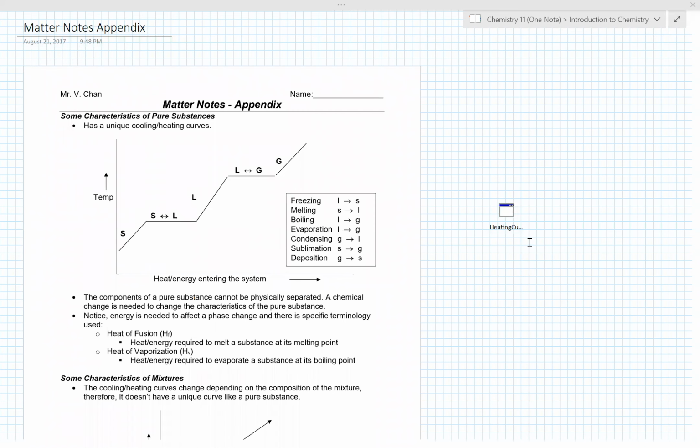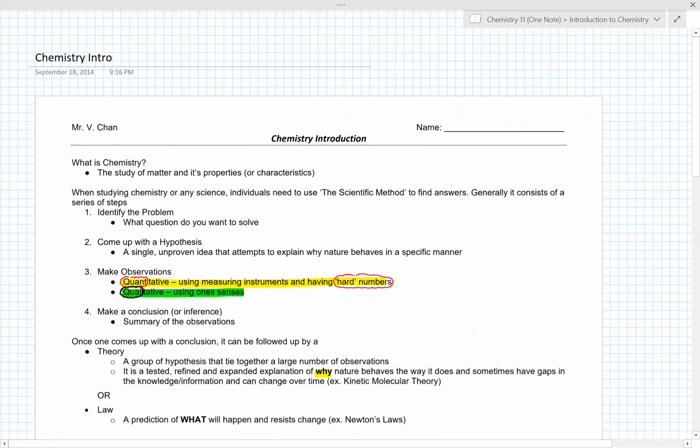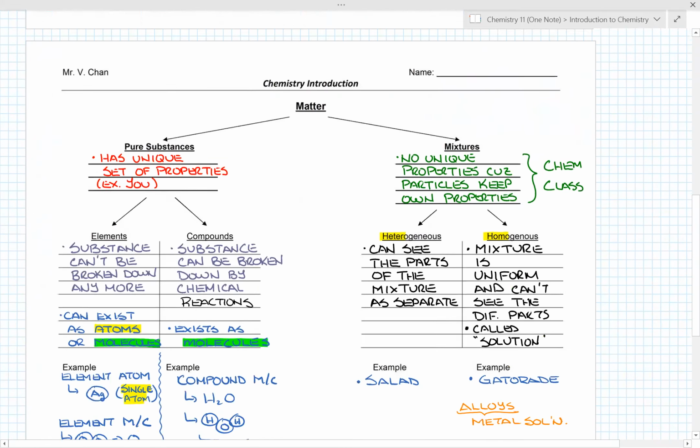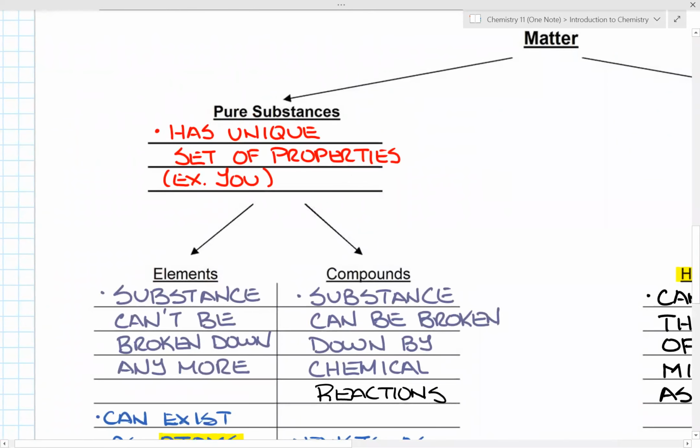Hello, Chemistry 11, and today's the second lesson in the matter introduction. What I wanted to do was focus on some characteristics of matter. If we remember from the last lesson, when we talked about pure substances, they had a unique set of characteristics, regardless of whether they were elements or compounds.